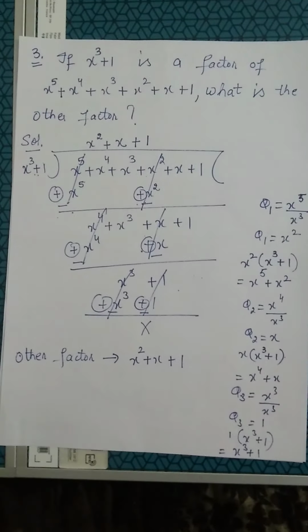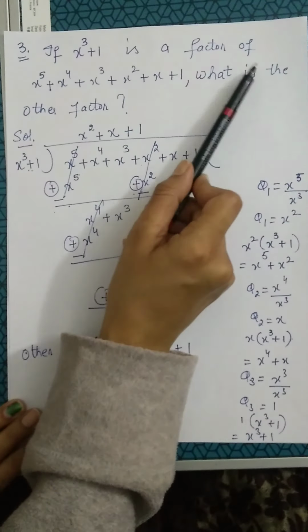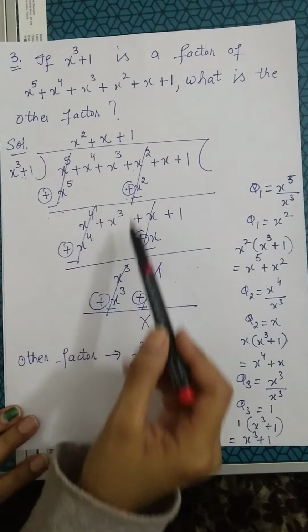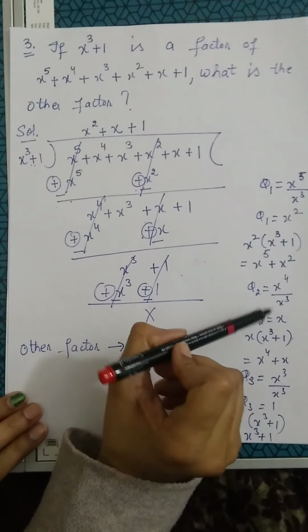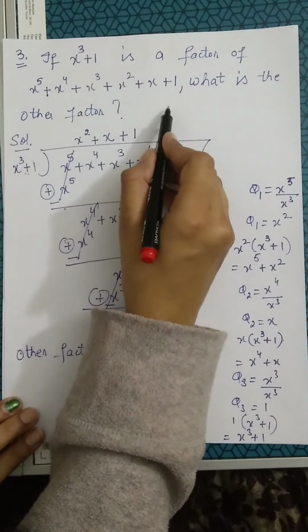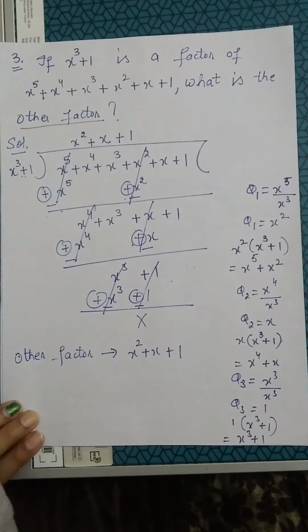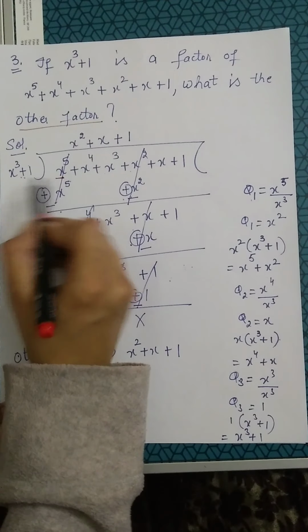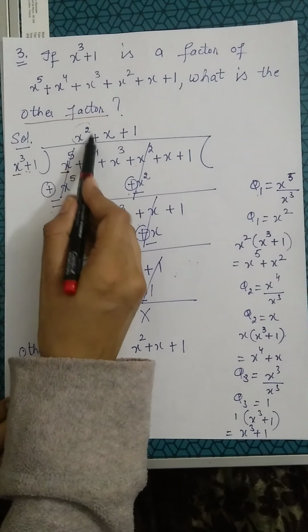Next one, question number 3. If x cube plus 1 is a factor of this term, what is the other factor? We will simply divide the way we have been dividing. Now whatever the quotient will come, that will become the other factor. So quotient 1, x raised to power 5 divided by x cube. I will get x square here.